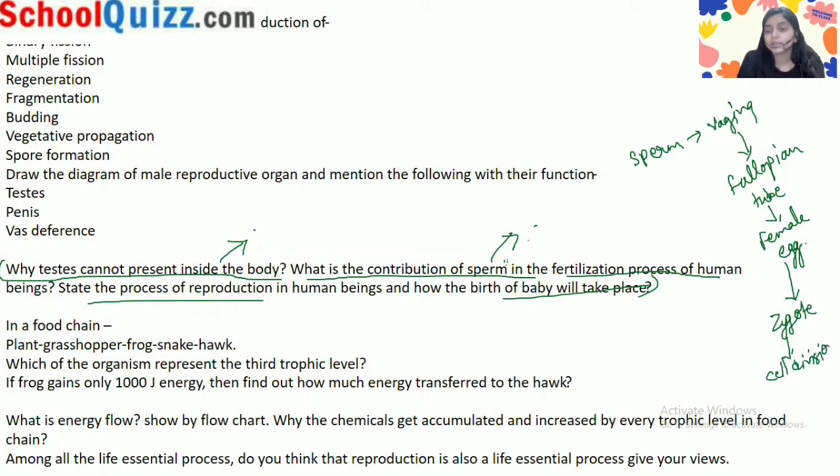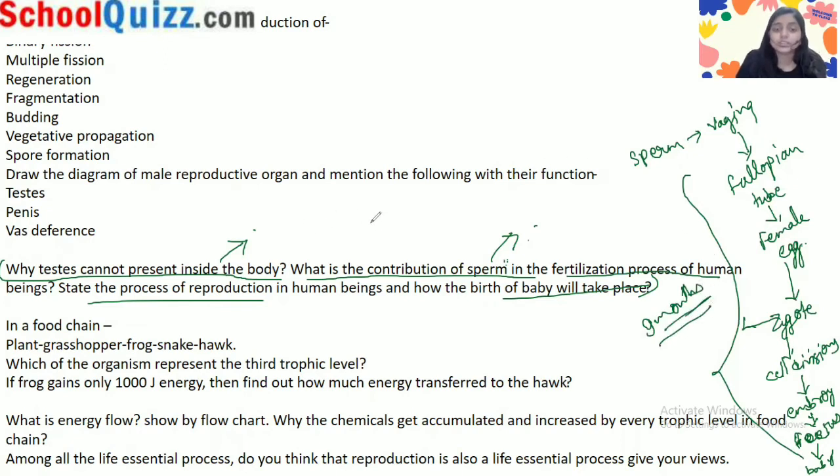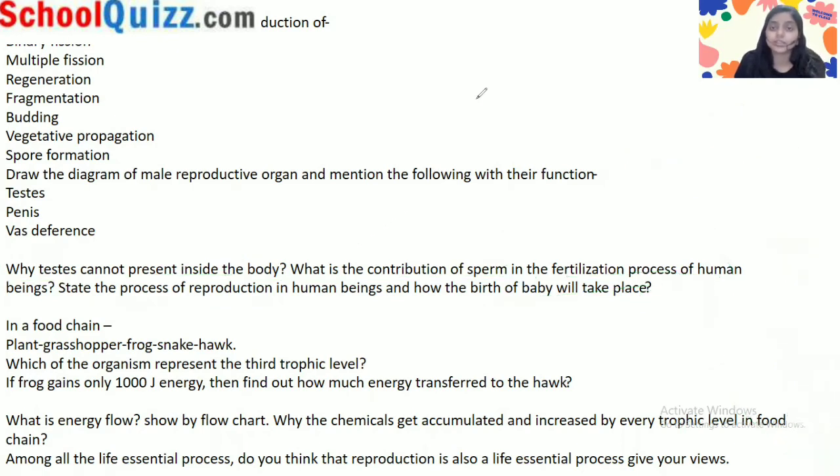Then cell division starts, right? The zygote is a single cell, and when cell division starts, the embryo is formed. After the embryo, organs are formed, and when the organs are formed, it is called the foetus, right? And after the foetus, when the baby is mature enough to be born, the baby will be born, right? It takes nine months to give birth to a baby. So this is the process of reproduction in human beings. Now we will see how we write the answer, because I think this is a long answer, right?